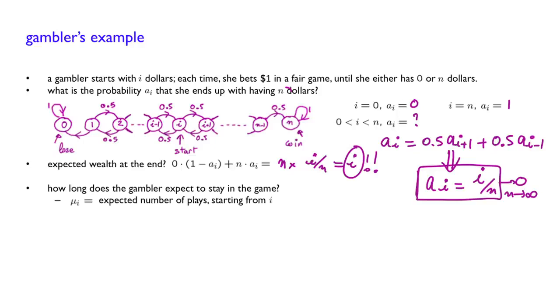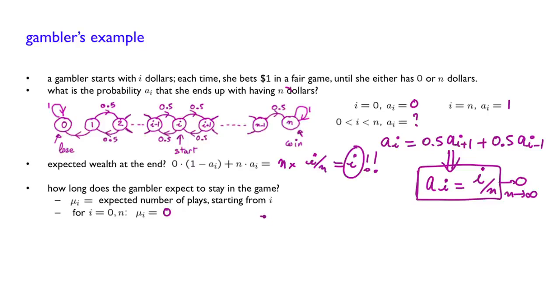If you define mu of I to be the expected number of plays starting from I, what do you have? Well, for I equals 0 or I equals n, either way, if you start from here or you start from here, the expected number of plays is 0, right? Because you're done.